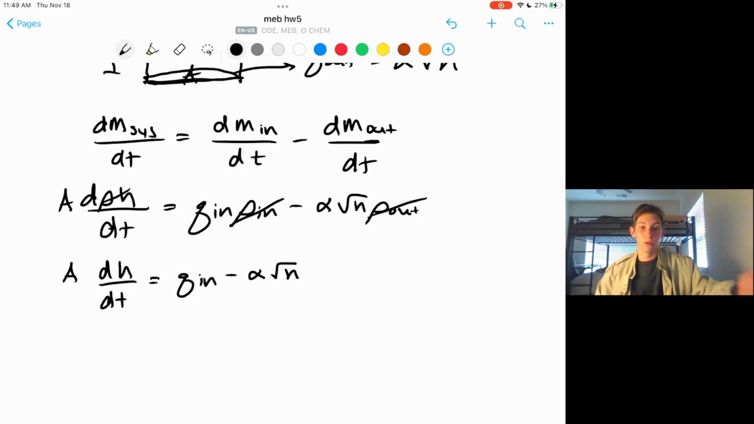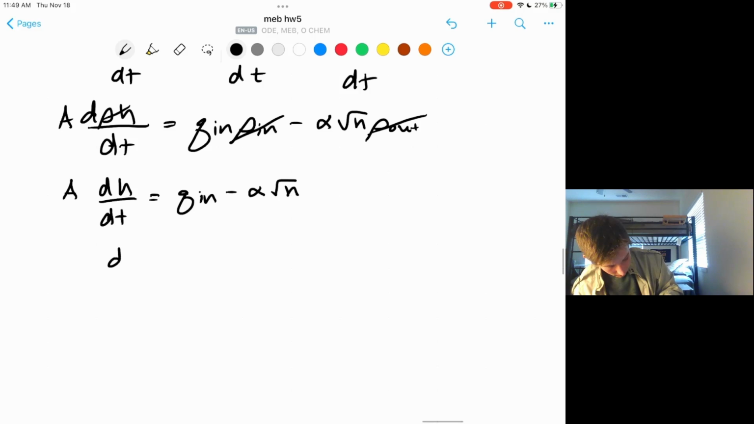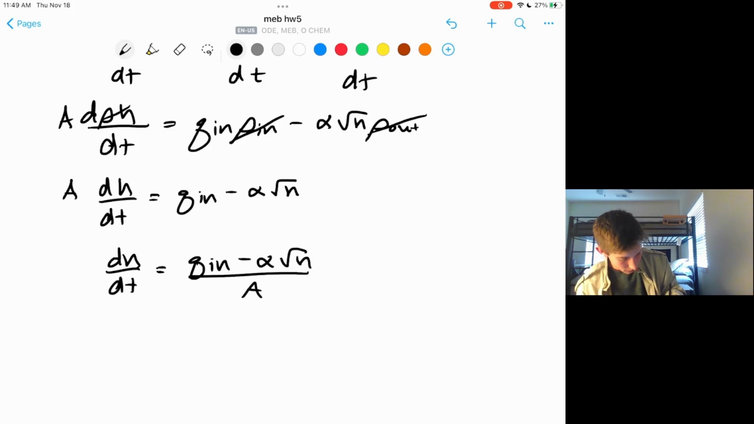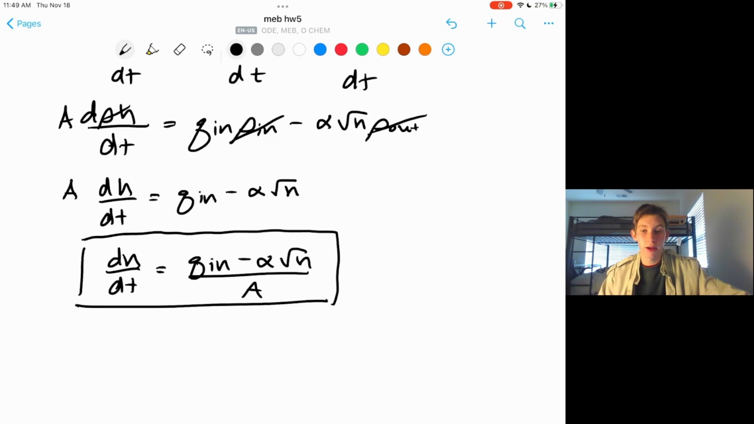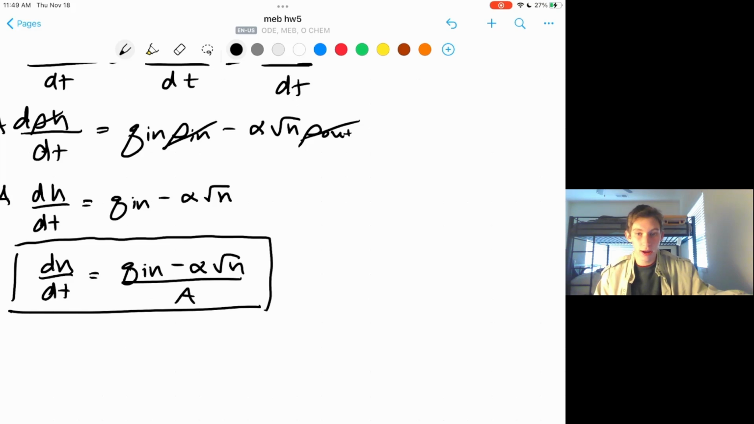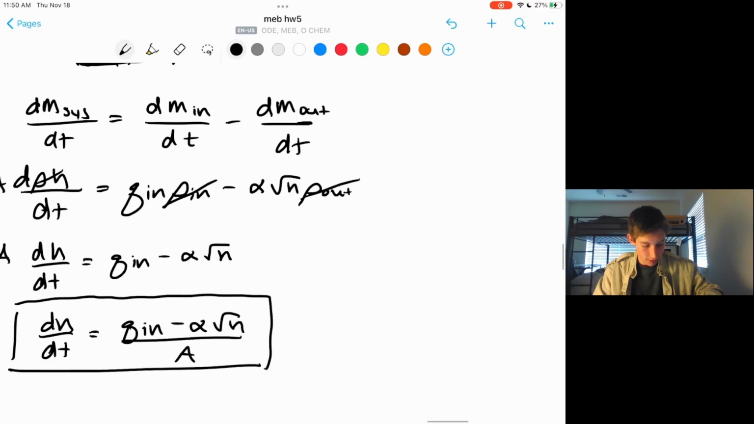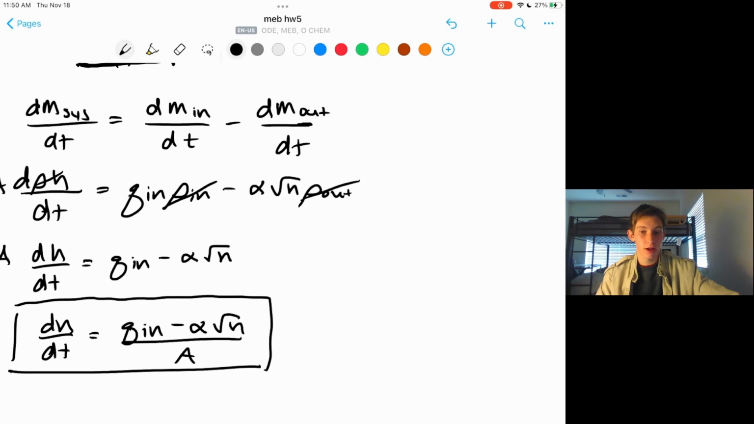And then we're almost there. We just have to divide both sides by the area. And then we have the differential equation of height with respect to time, and that's the flow rate going in minus the flow rate going out, and in this case we express that as alpha, a constant essentially, times the square root of the height, divided by the area.